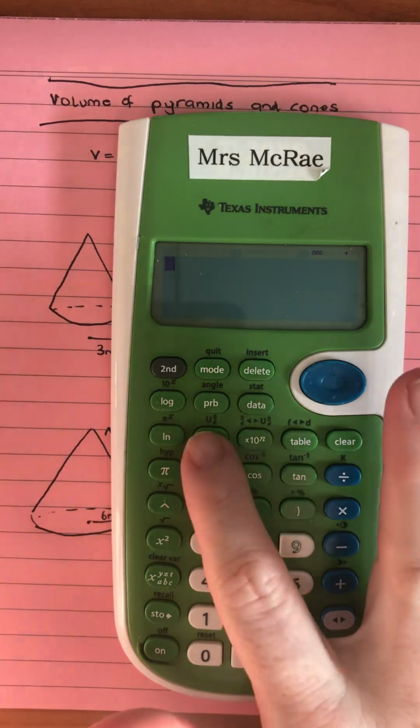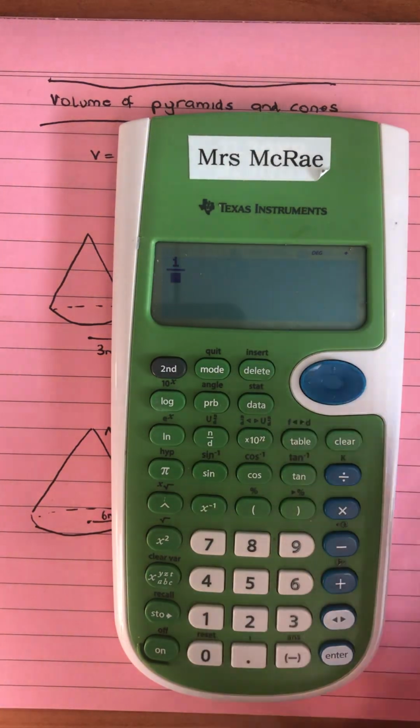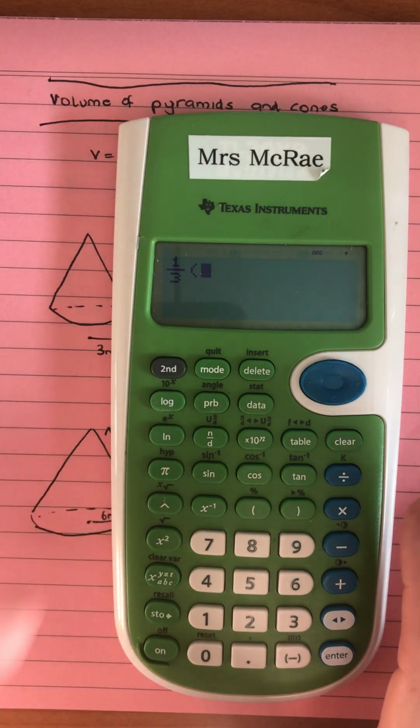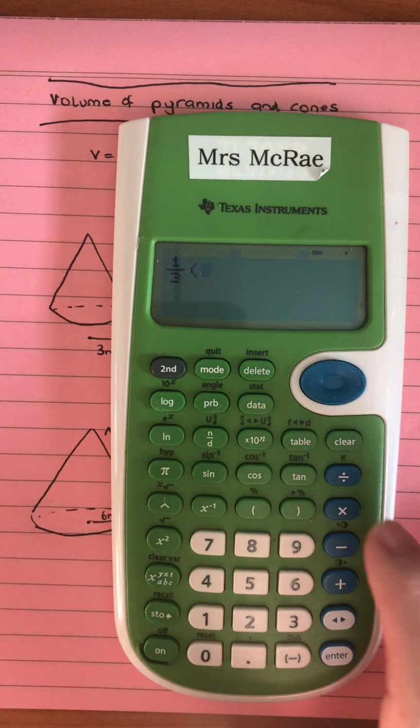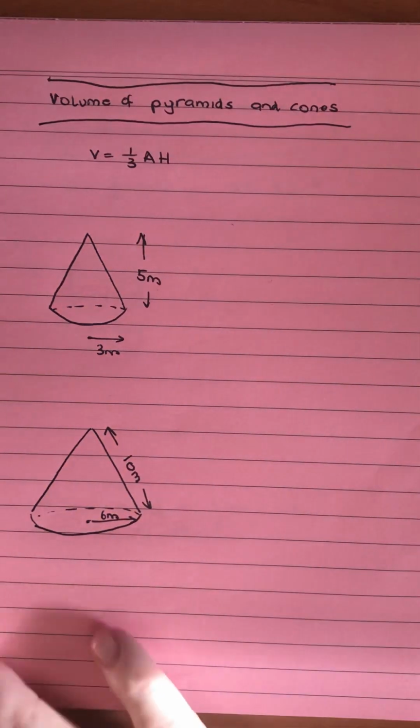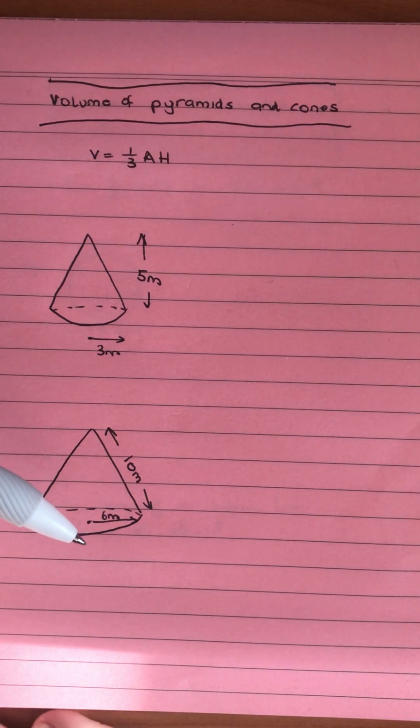So you can use your fraction button to put the 1/3. Then you can put a bracket and put whatever your area is in there, and then close your bracket and then multiply by the height. Fairly straightforward. So I just want to look at two different ones here.